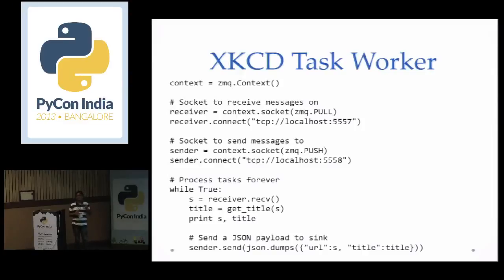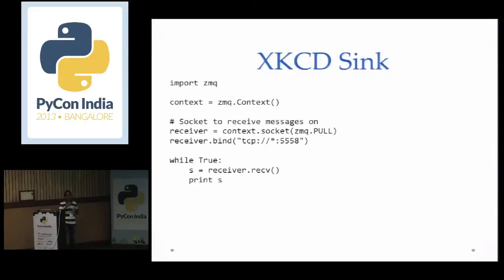In this, we will be creating two sockets. One is the receiver socket, which receives tasks from the ventilator, and the other is the sender socket, through which it sends to the sink. I first receive from the receiver and store it. I use the getTitle method to get the title, which is a string, and I print both the URL and the title. Then I send a JSON dump of the URL with the title to the sink. This JSON payload will be sent to the sink, and the sink can store it in any format that it wants. The sink is very simple: it just receives the JSON payload and prints it. It's very easy, receiver.receive and then print the string.